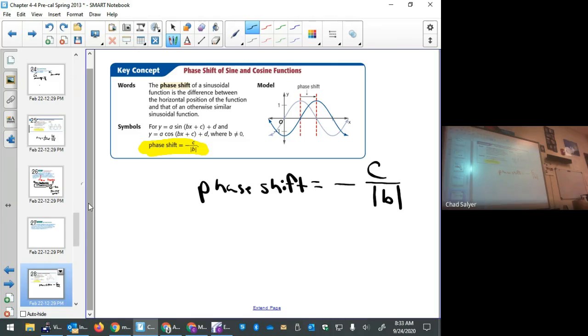And of course, we're talking about the c parameter from the sinusoid. Let me know if you guys have any questions. All right. Phase shift, leftward or rightward movement.